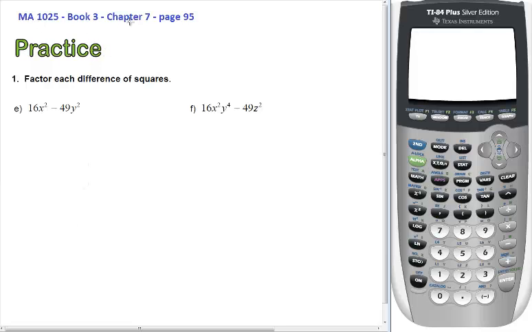This comes from your factoring chapter, and this deals specifically with the difference of squares type of factoring. It comes from page 95 in chapter 7 of your book 3 in your MA1025 booklets. It just says factor each difference of squares, and we picked two here, E and F, so let's have a look.